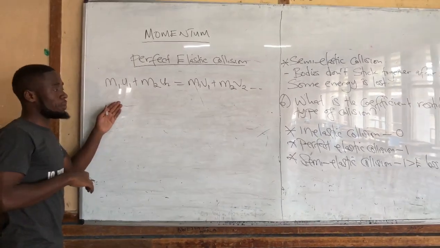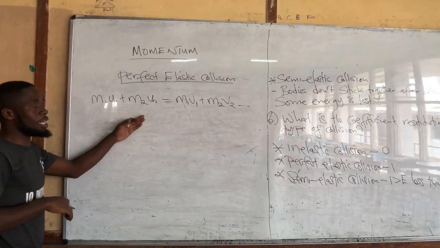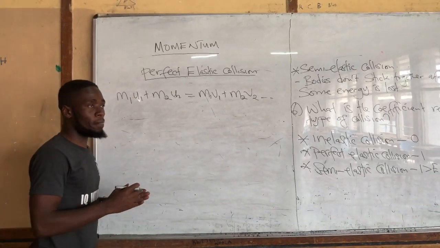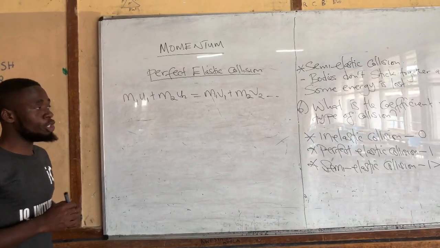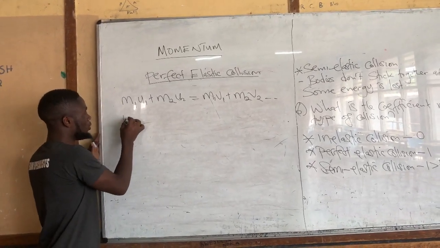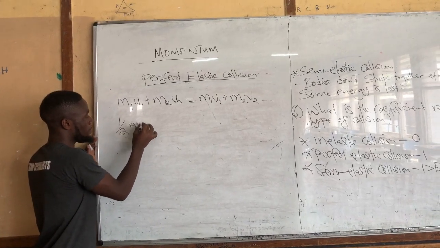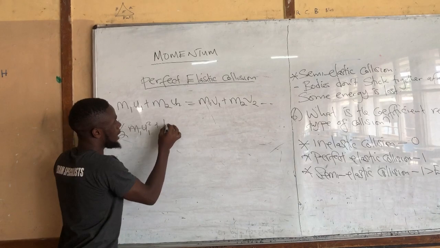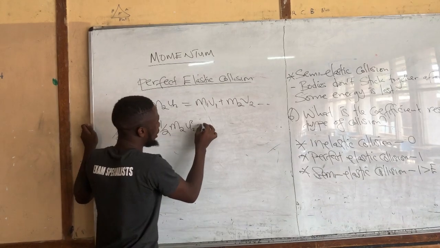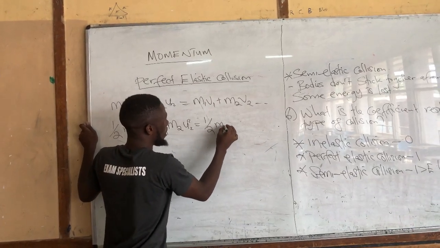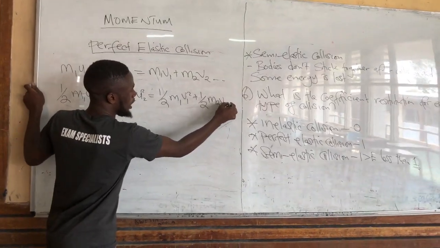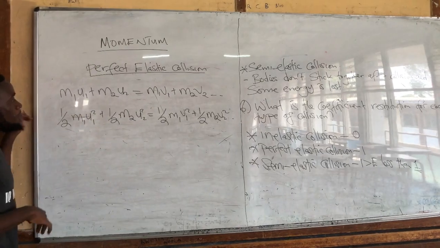What about the equation for energy? Here we use kinetic energy, because after objects hit each other, they will continue moving, so there will be motion. Kinetic energy will be half m1 u1 squared plus half m2 u2 squared, equal to half m1 v1 squared plus half m2 v2 squared. So this is the equation for energy.